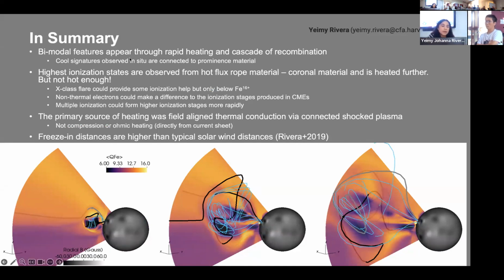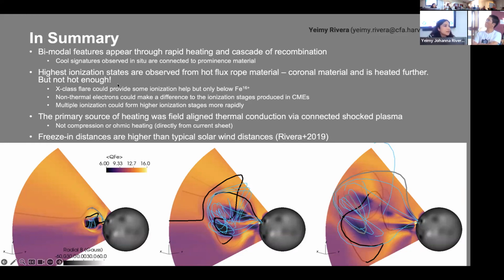Like I was mentioning, we were able to reconstruct the bimodal feature in the iron distribution that we saw on Bastille Day very well. This is coming through prominence material that gets rapidly heated and begins to cool, and we saw that cascade of recombination. We get the double peak distribution in iron that's reconstructed very well.